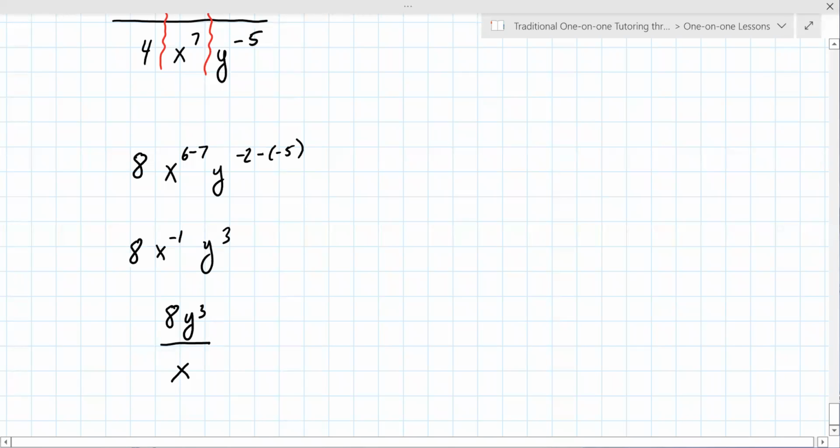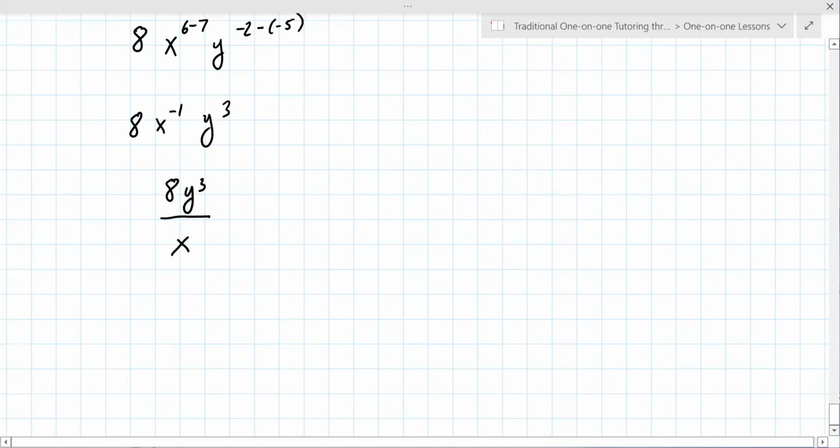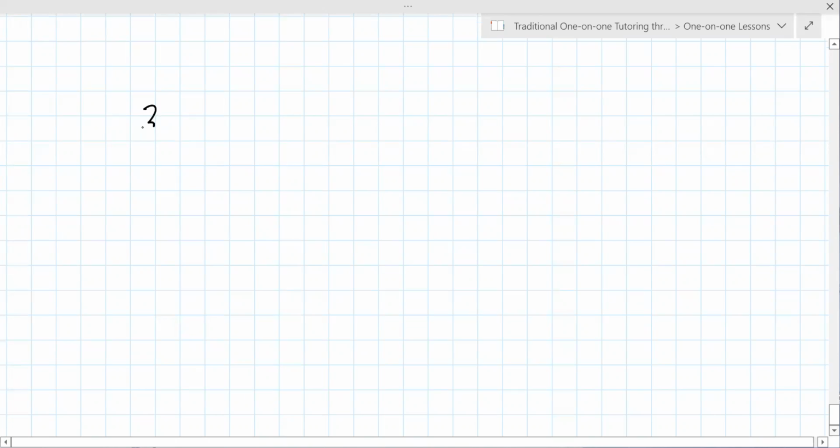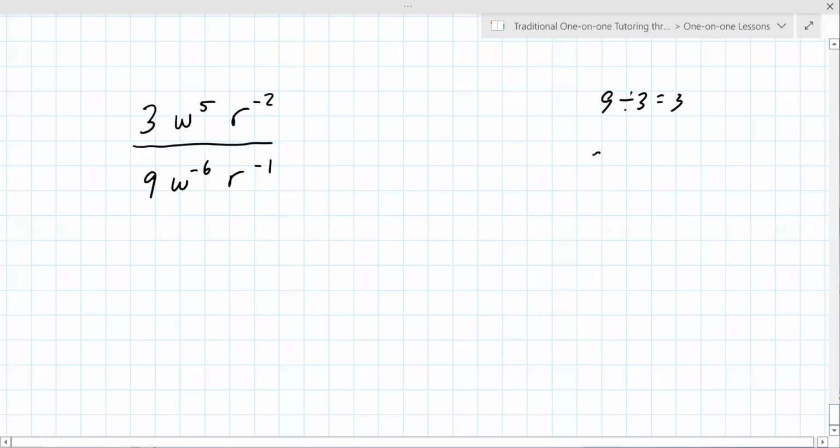All right. So if you get that down, we'll look at another example here, or have you try one here. So now here's a new problem. Let's say it's 3w to the 5th, r to the power of -2 over 9, w to the -6, r to the -1. Okay. Now this one's different because if you notice in the previous problem, it was 32 over 4. This is 3 over 9. And yes, 9 divided by 3 is 3, but 3 divided by 9 is not. It is 1/3.